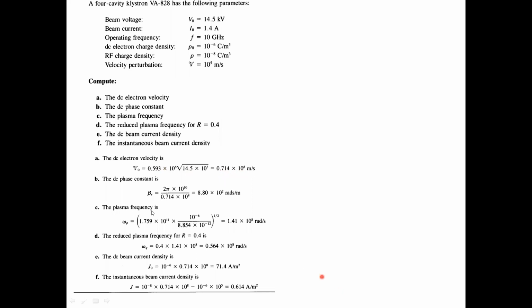Now I am going to the second question, the DC phase constant. We have the formula: 2 pi times 10 power 10 divided by the DC electron velocity. For the denominator, use the previous answer, 0.714 times 10 power 8 meter per second, by direct substitution. So I got 8.80 times 10 power 2 radians per meter. That is the DC phase constant.